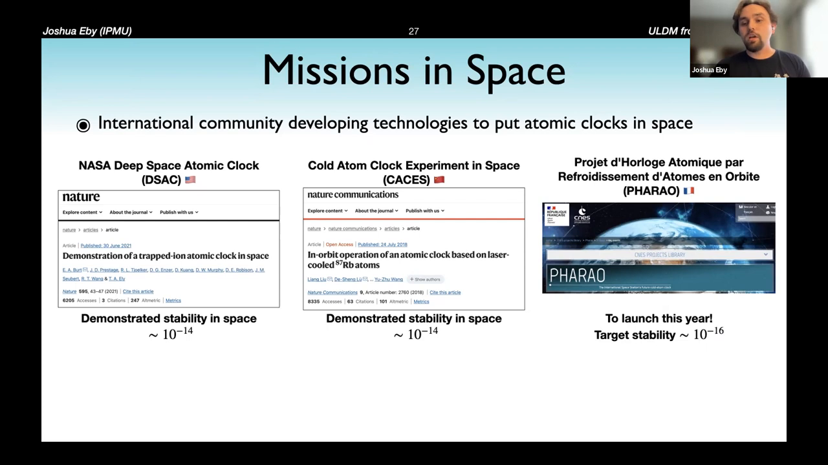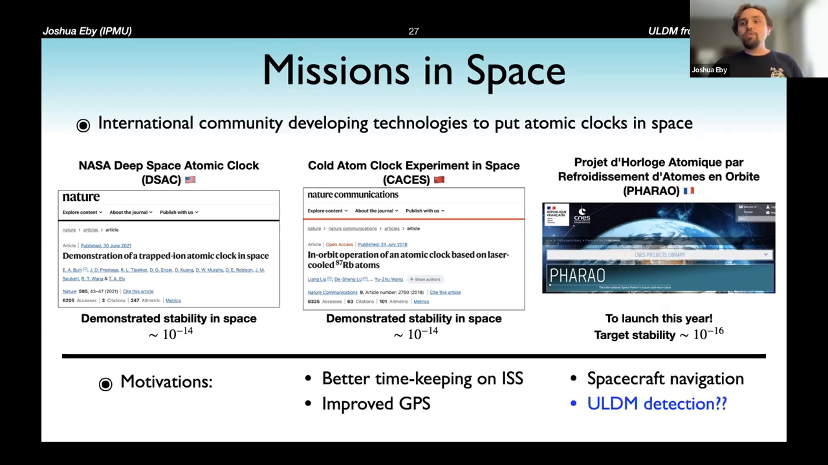A Chinese mission has roughly the same level of stability demonstrated in space. And there's a new mission supposed to launch this year. I haven't checked in on it in a few months, maybe it's delayed. But they have a target sensitivity of 10 to the minus 16. And I'm expecting this to rapidly improve. It's expected to rapidly improve because they are interested for reasons other than fundamental physics.